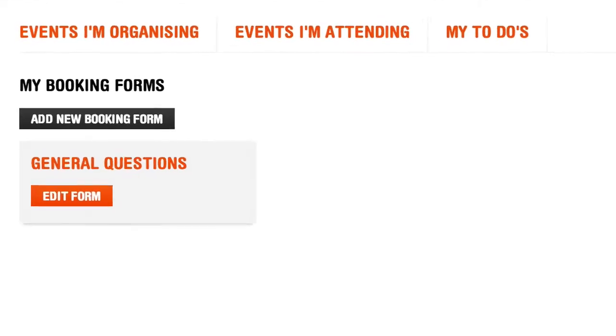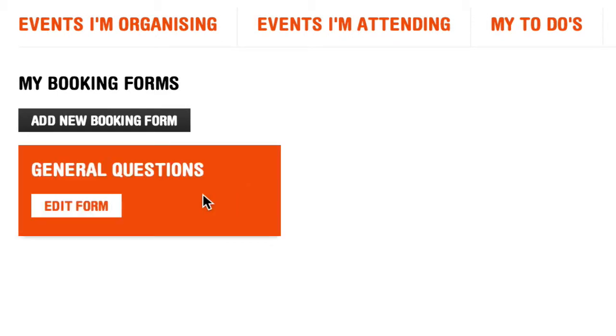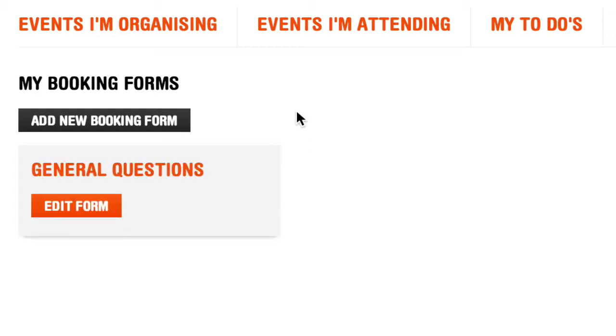On the My Booking Forms page, I've already got one booking form that I've made previously called General Questions. You can make as many booking forms as you like and have them as a collection to pick and choose from depending on which booking form is appropriate for the event that you're creating. I'm going to create a new form, and to do that I'm going to click on Add New Booking Form.